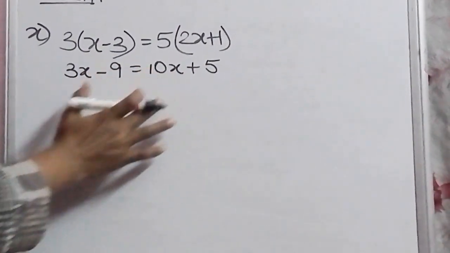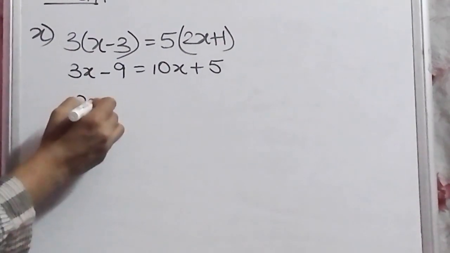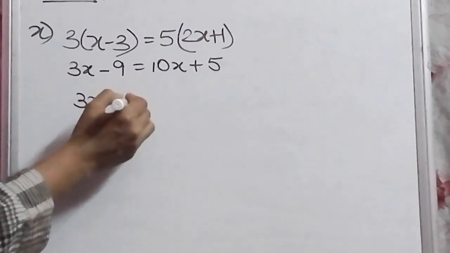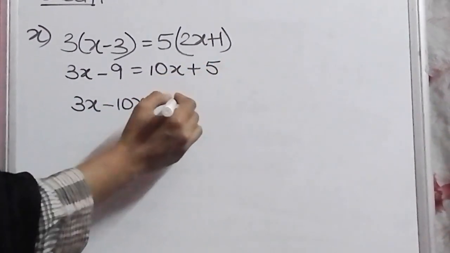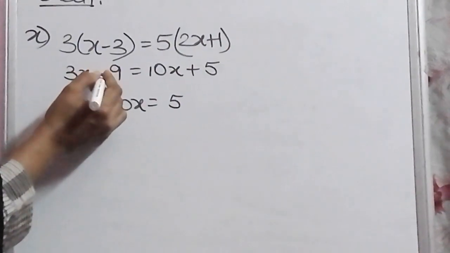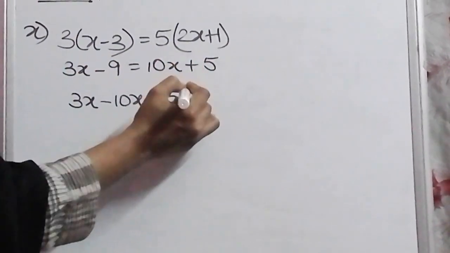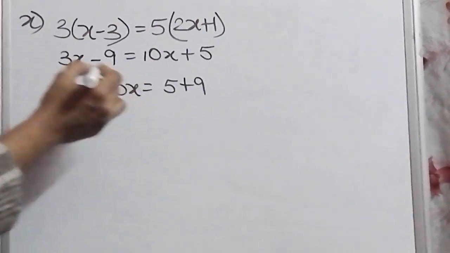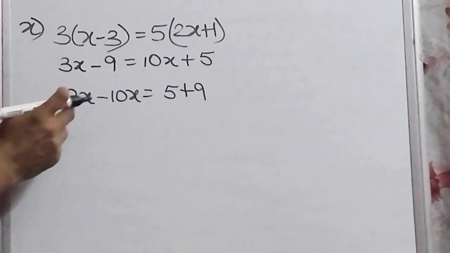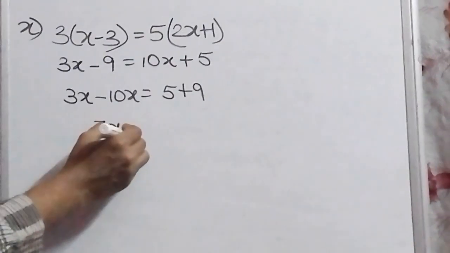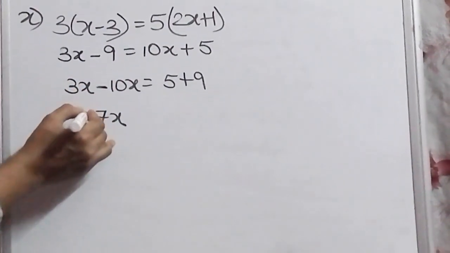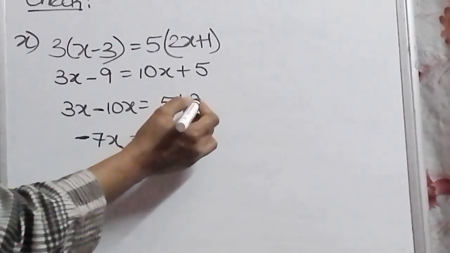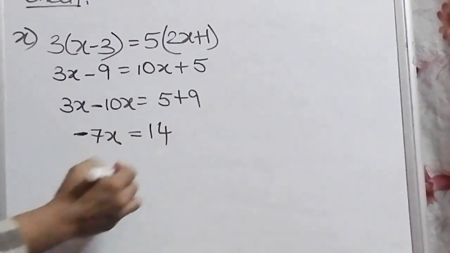Now you should bring all the variables to one side. 3x. This plus 10x, when it comes to the other side, it becomes minus 10x, which is equal to this 5 as it is. I am going to write minus 9. Minus, when it goes to the other side, it becomes plus. 9 is there, so I wrote 9 there. So this is 10 minus 3 is how much? 7x. But bigger number is having a minus sign, negative sign, so we should write minus 7x. This is equal to 9 plus 5 is 14.